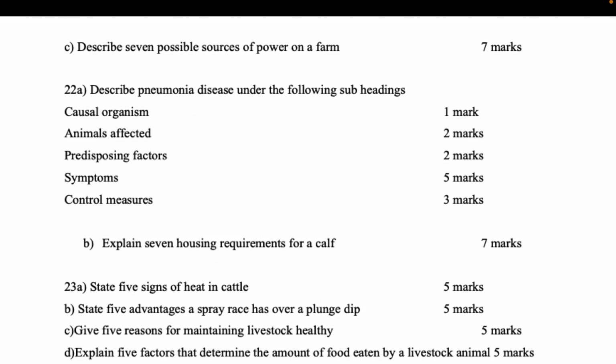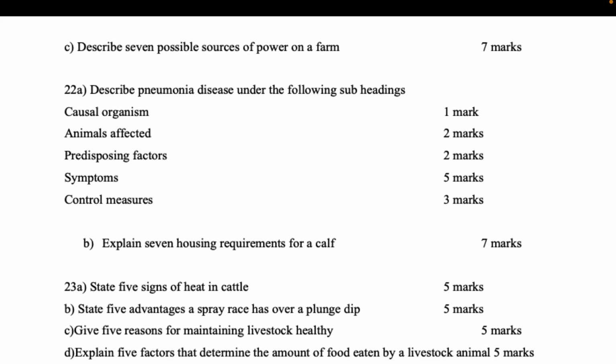22A. Describe pneumonia disease under the following subheadings. Causal organism, 1 mark. Animals affected, 2 marks. Predisposing factors, 2 marks. Symptoms, 5 marks. Control measures, 3 marks. B. Explain 7 housing requirements for a calf. 7 marks.